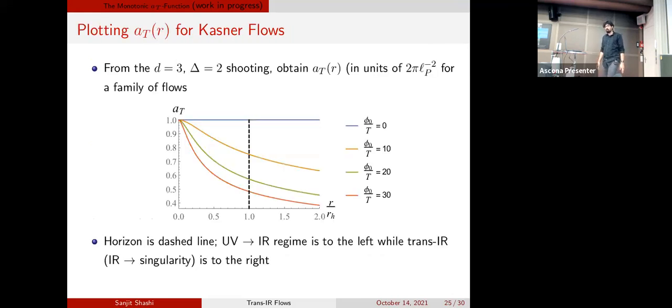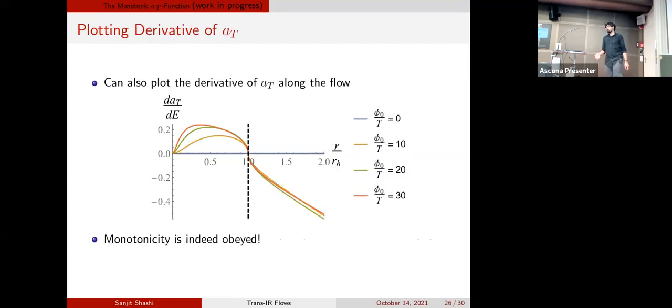But we can actually plot that function for Kasner flows because we have the flows numerically. So for D equals 3 and delta equals 2, this is what we got for the A function for a variety of different deformations. For no deformation, it's just constant, as expected. But for a bunch of other deformations, we saw this decreasing with respect to rho. The horizon here is the dashed line. To the left of the horizon, we have the UV to the IR, and to the right, we have the trans IR.